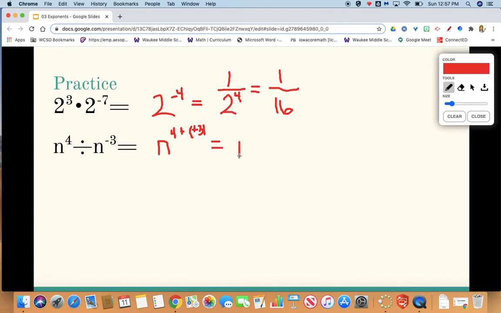That means this equals n to the positive 7th power, and I don't have to write that as a fraction because my exponent ended up being a positive. Notice how I'm combining my exponents first before I'm seeing if I need to write it as a fraction.